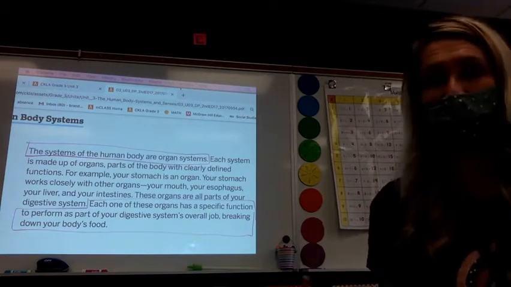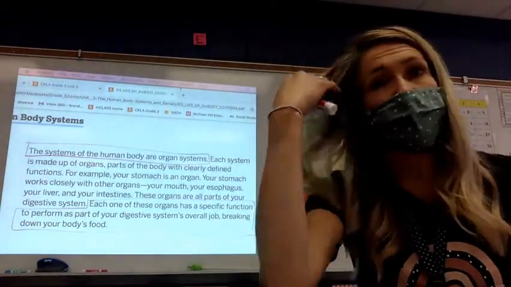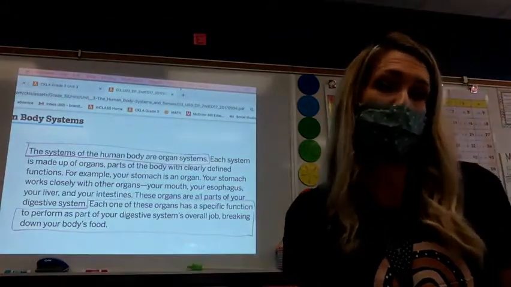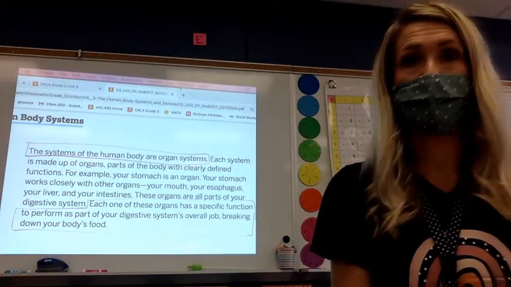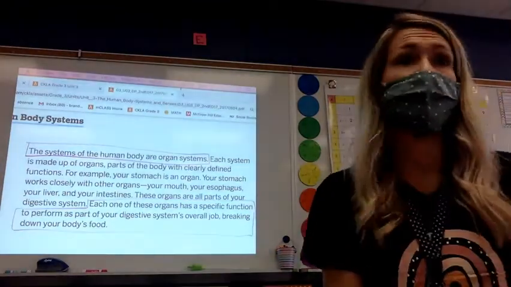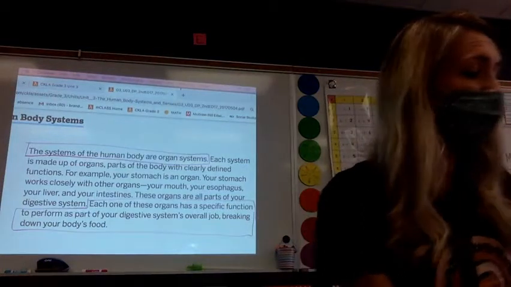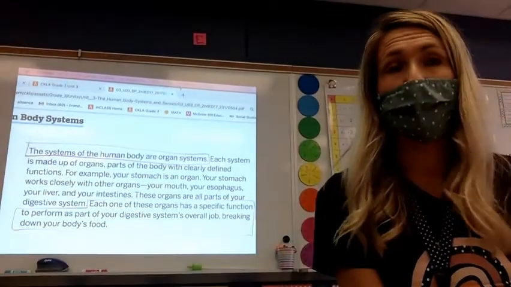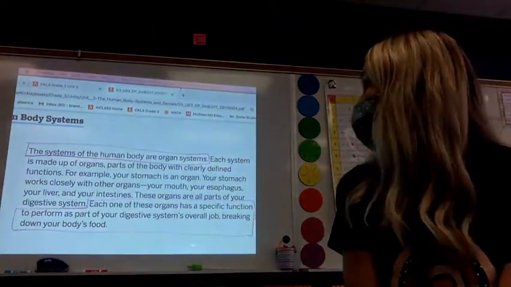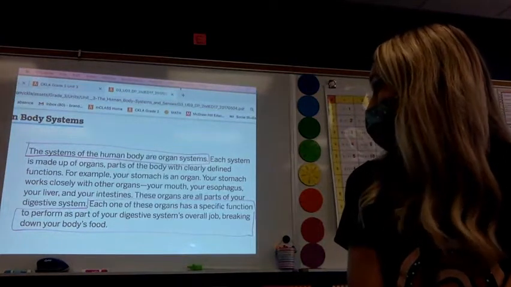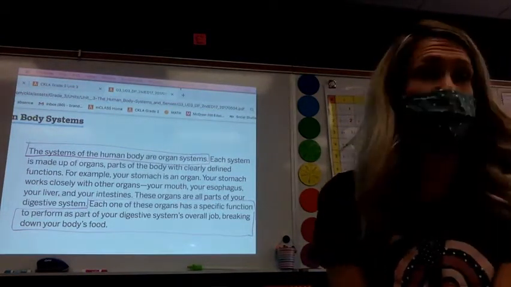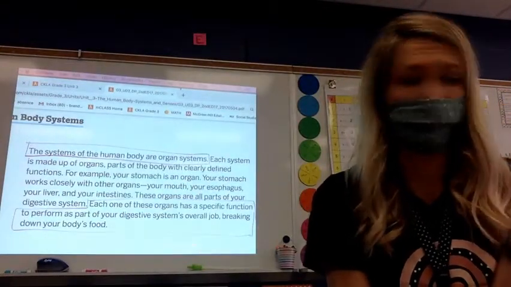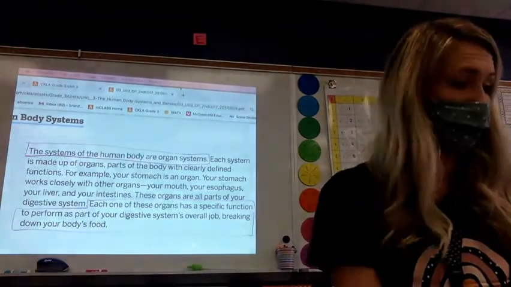So what is this paragraph about? What is this paragraph about, Zoe? The organ system. How did you know that so quick, Zoe? Because it was talking about the organ system. Talking about the organ system, right? Great. What is the first sentence that talks about organs? Brock? Is that the first one that talks about organs? No, what is the very first sentence in our paragraph that talks about organs, Brock? The systems of the human body are organ systems.